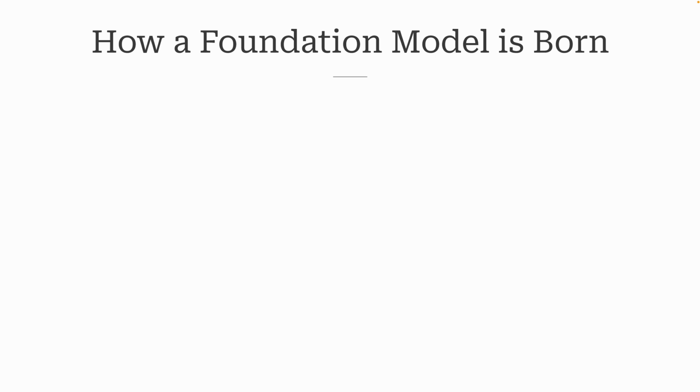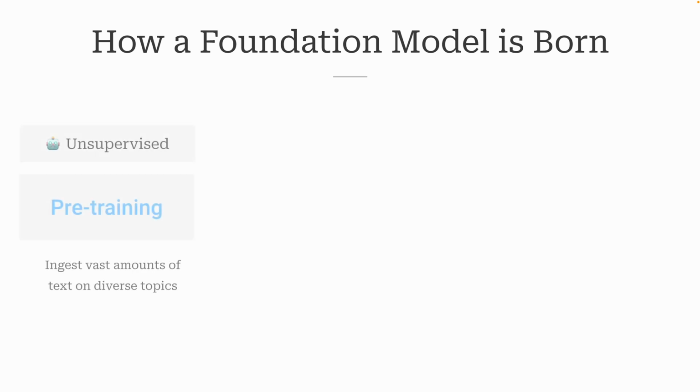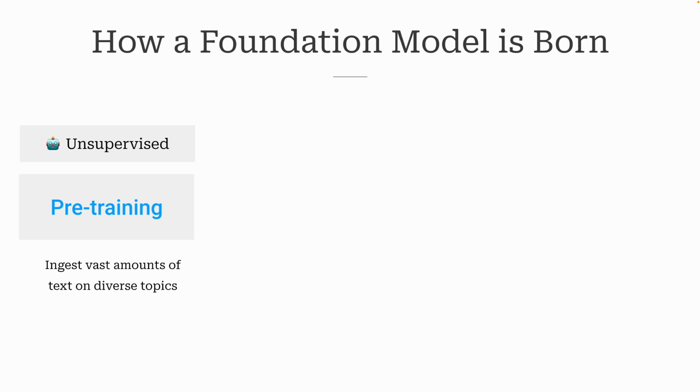Let's start with the very beginning, how a foundation model is born. It all begins with pre-training. And we've all heard of this. They take a large amount of text from diverse sources like the internet, and then they train the model. This is a type of unsupervised learning, which means they just give the model the text, it uses an algorithm, and it learns to predict words or tokens in sequence.